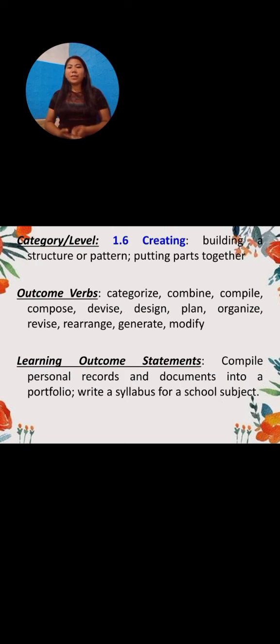creating. It is building a structure or pattern, putting parts together. It is putting elements together to form a novel, coherent whole, or making an original product. The outcome verbs are categorize, combine, compile, compose, devise, design, plan, organize, revise, rearrange, generate, and modify. And its learning outcome statements: compile personal records and documents into a portfolio, write a syllabus for a school subject.